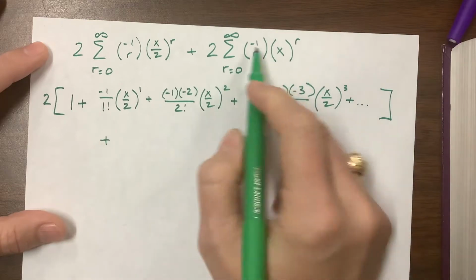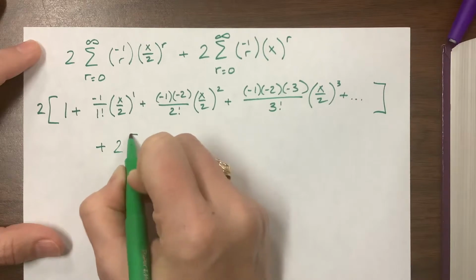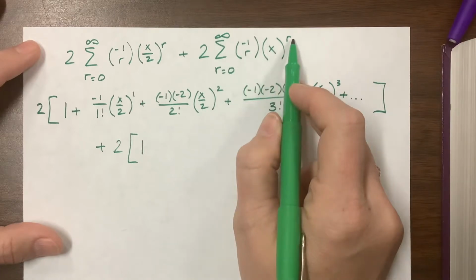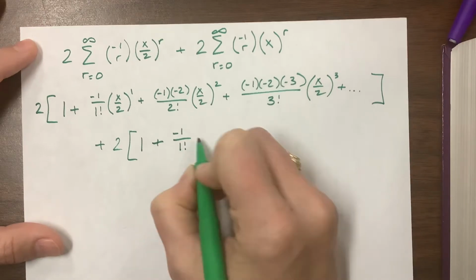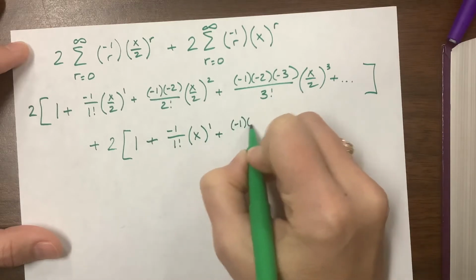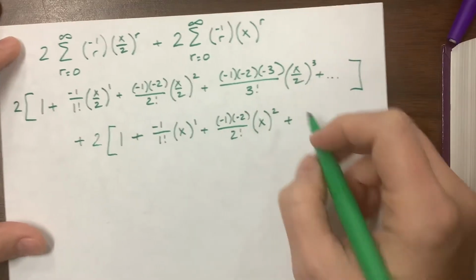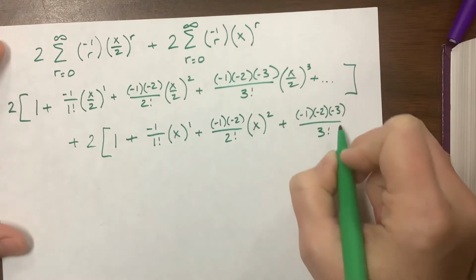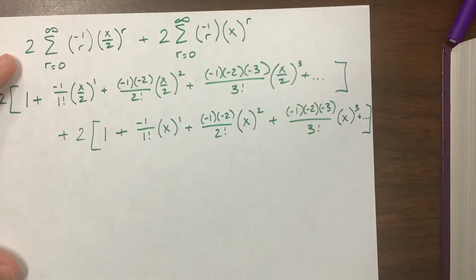The other part, this right here equals that. So now I need to look at the other one. This is a 2 times, well, this first term, once again, plug in 0, and choose 0, you've got 1. Anything to the 0 power is 1, so that's the first term. The next one, it's negative 1 divided by 1 factorial times x to the 1, plus negative 1 times negative 2 all over 2 factorial times x squared. And then the next term is negative 1 times negative 2 times negative 3 all over 3 factorial times x to the third power. And once again, it keeps going, but we're not going to.